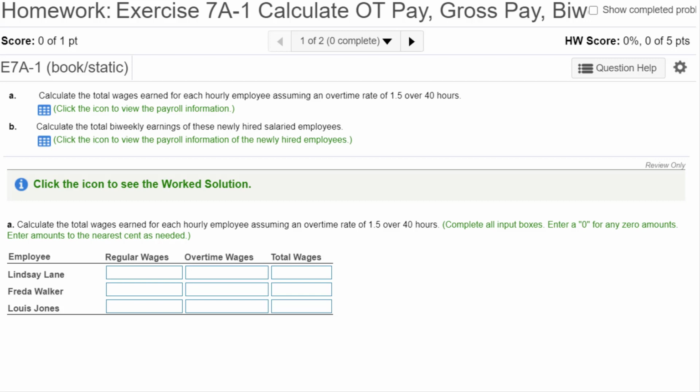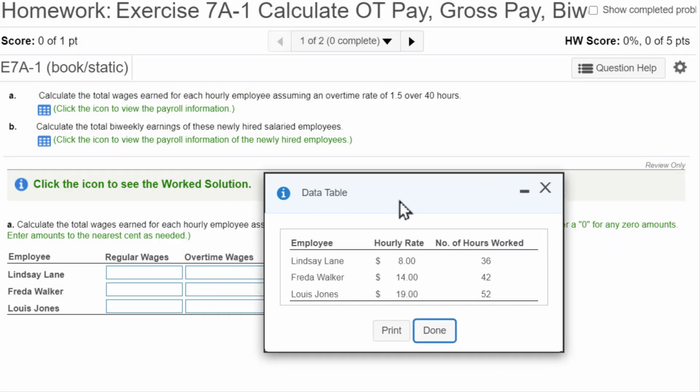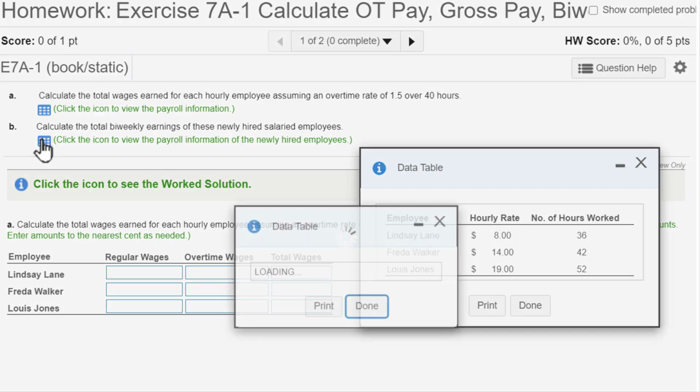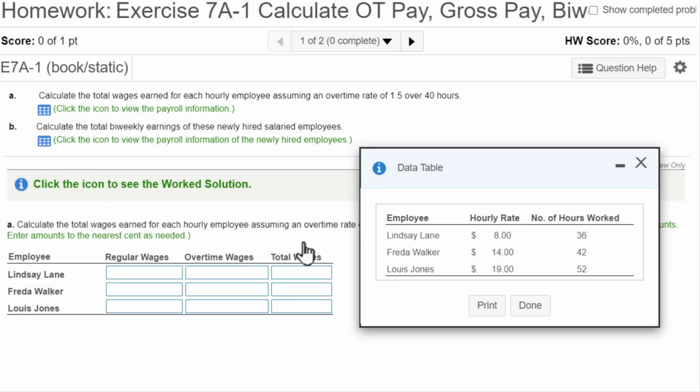Exercise 7A-1, we're going to calculate OT pay, which means overtime pay, gross pay, and then biweekly earnings. So calculate the total wages earned for each hourly employee, assuming an overtime rate of 1.5 over 40 hours. We've got some hourly employees, and then later we will have some salaried employees. But we're going to do the hourly employees first.